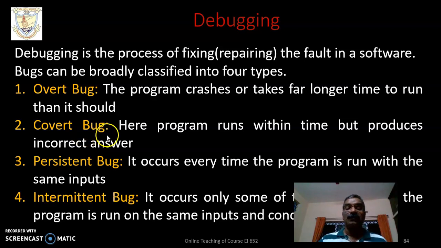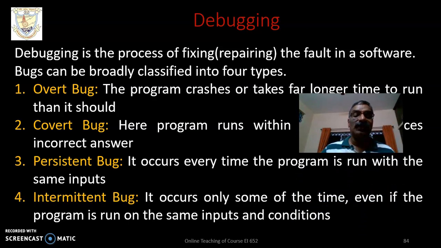The second one is a covert bug. Here the program runs within time but produces an incorrect answer. It's not as catastrophic as the first one. The program runs, but it will not produce the expected result. The third one, the persistent bug, occurs every time the program is run with the same inputs. If we give the same input, it produces the same output. If I give a set of inputs, it will not produce the correct output, while if we give another set of inputs, it will produce the correct output.